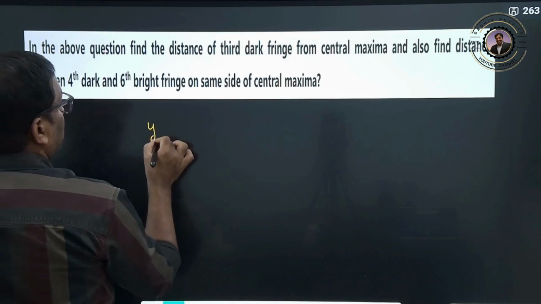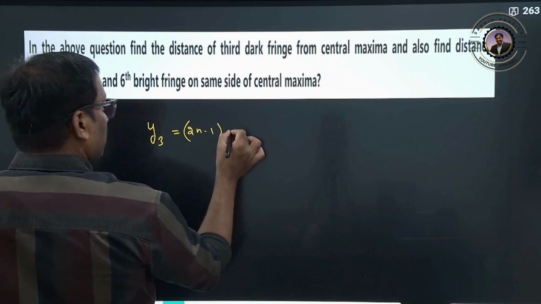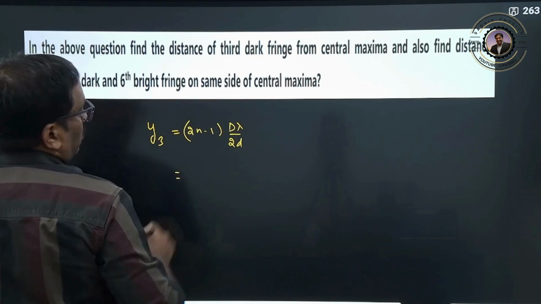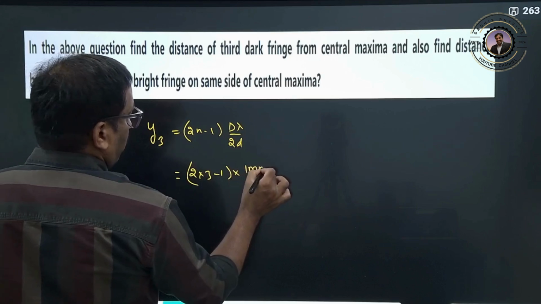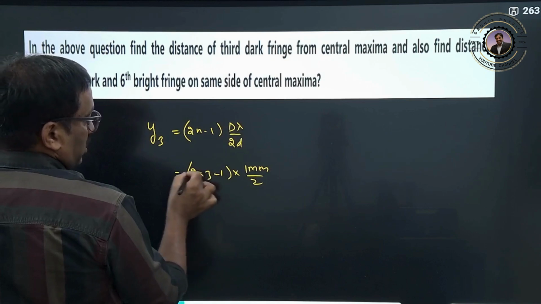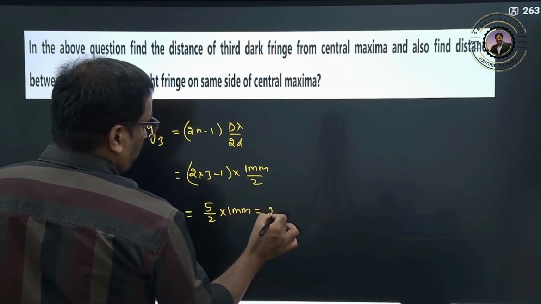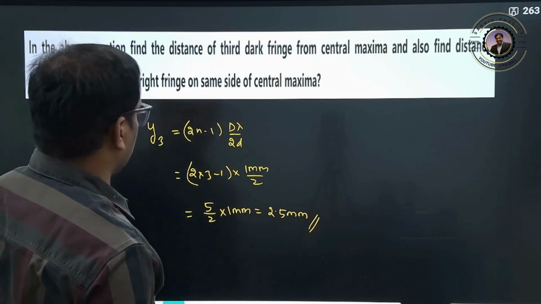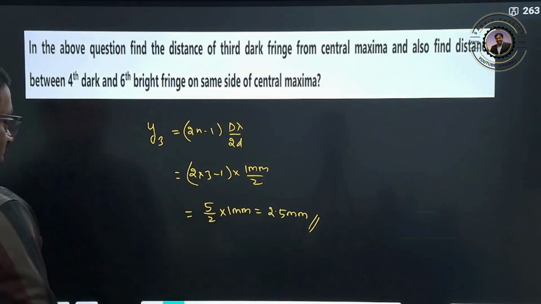Therefore here it is nothing but (2n minus 1) into Dλ by 2d. So this is your formula. So 2 into 3 minus 1, into 1 mm by 2. Why? Because Dλ by d is 1 mm. So this is 6 minus 1, therefore 5 by 2 into 1 mm, therefore 2.5 mm will be your answer for the third dark fringe. Clear?